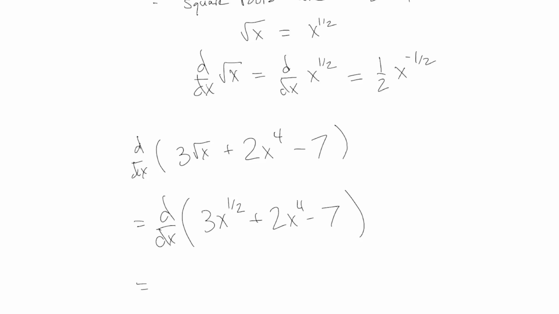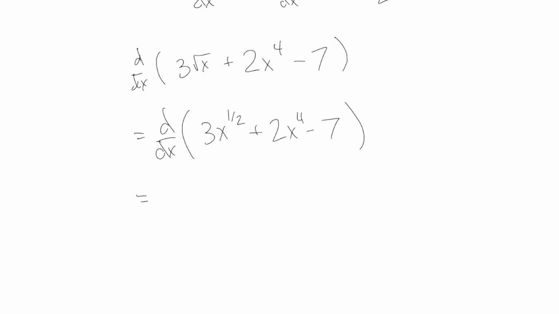So this now becomes, the 1/2 comes down front, it becomes 3 times 1/2, x to the minus 1/2, plus the next one, 4 times 2 is 8, so that's 8x cubed. And then the minus 7 goes away because it's a constant. So that's what I get. Any thoughts about that? This is the derivative of things involving a square root. All right? Great.